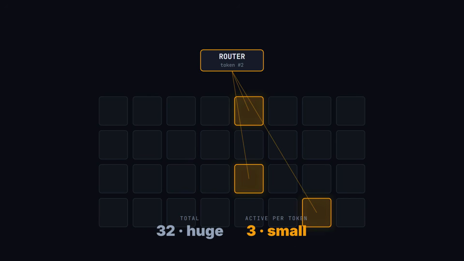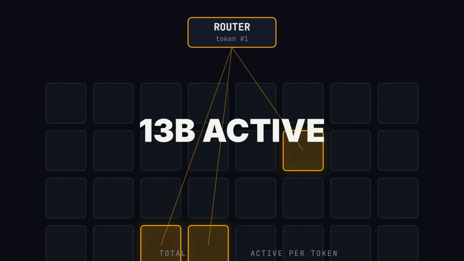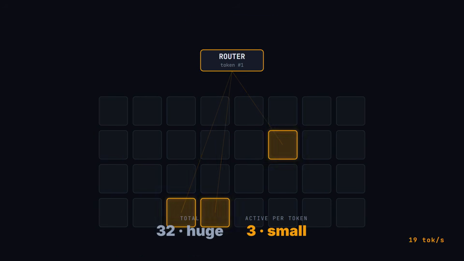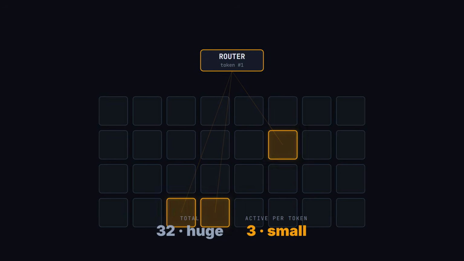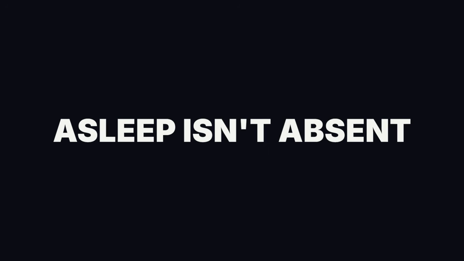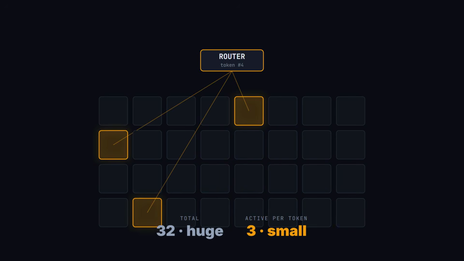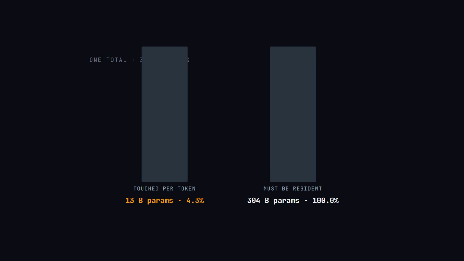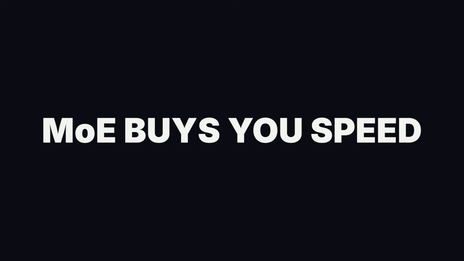And this is where that 13 billion active number turns around and bites. 13 billion active is what makes the model fast. It's the reason a model this size can generate at a speed a CPU can survive, because for any single token, most of those parameters are asleep. But asleep isn't absent. The router doesn't know in advance which experts the next token is going to need. Any of them can be called, which means all of them have to be sitting in memory, loaded, waiting for the entire session. So mixture of experts buys you speed. It doesn't buy you capacity.